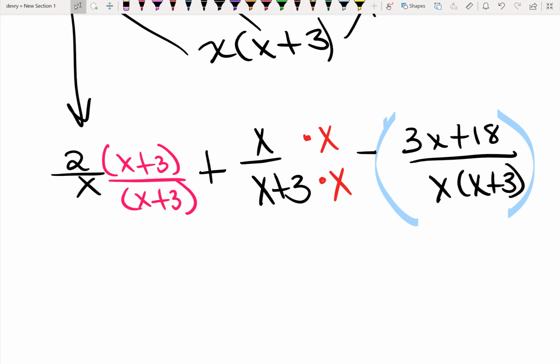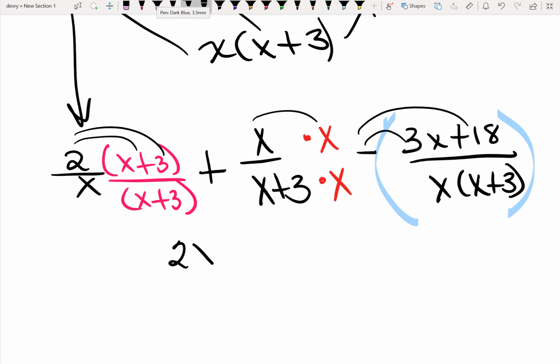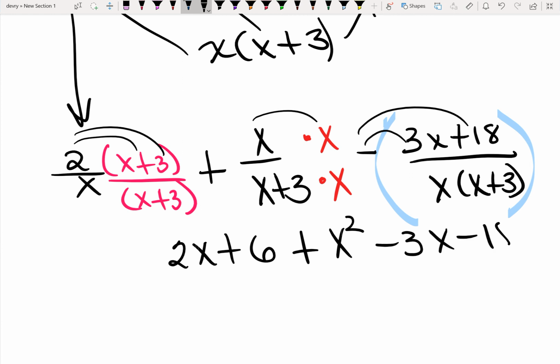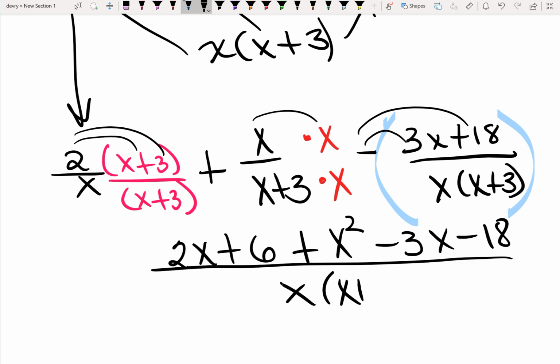So now we have a common denominator, and now we're going to combine like terms. We're going to distribute. We're going to do a whole bunch of stuff here. We're going to release that negative in there, and so this new numerator becomes 2x plus 6 plus x squared minus 3x minus 18. And all of this is over x times x plus 3.